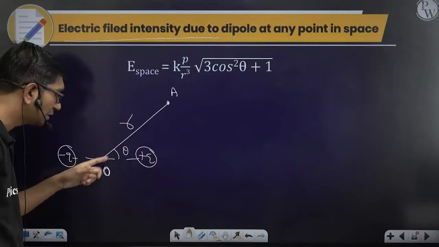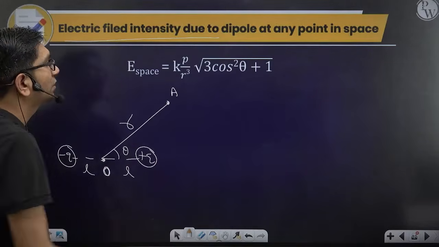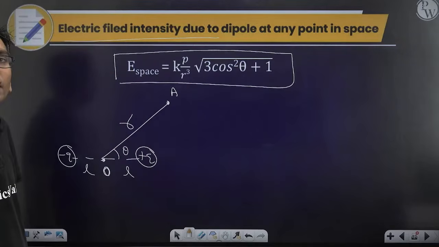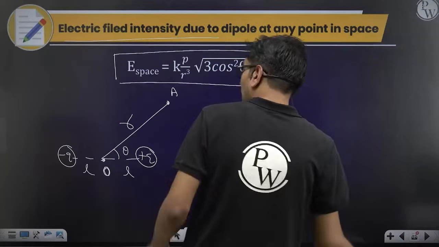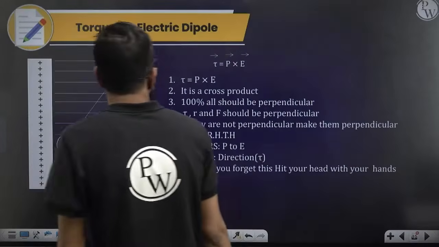The distance R is always taken from the origin O. At this point you have to find out the formula: kp by R cube under root of 3 cos square theta plus 1. Remember, he may give you any angle. If you substitute that angle value here, you will get the answer.